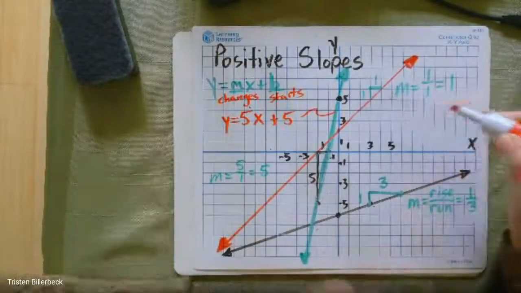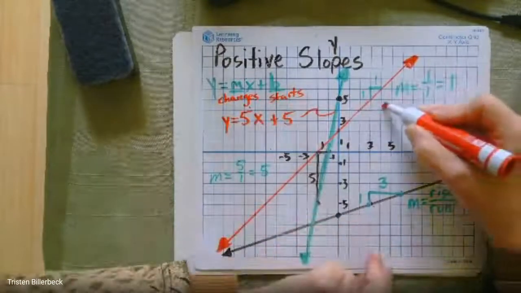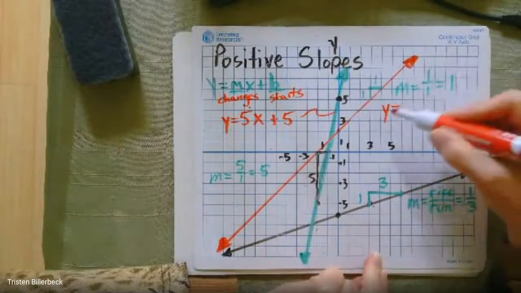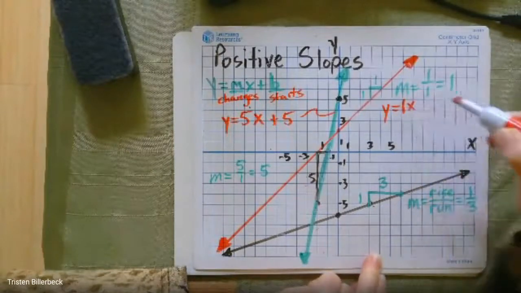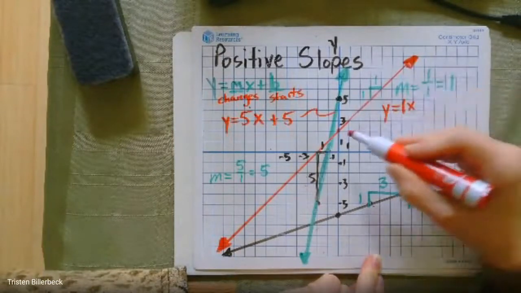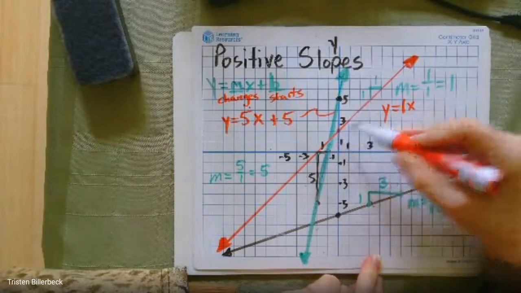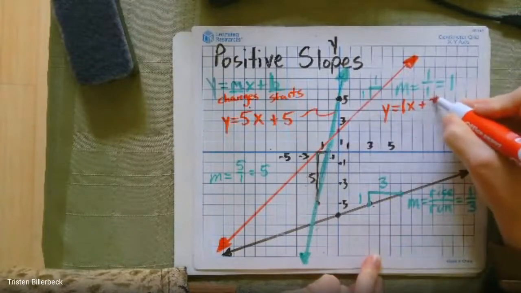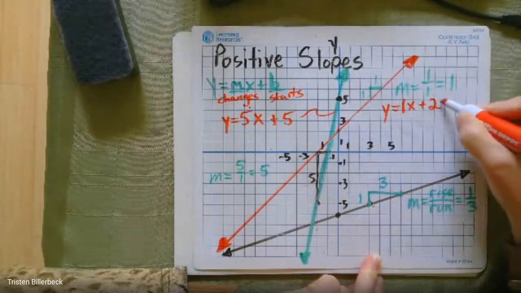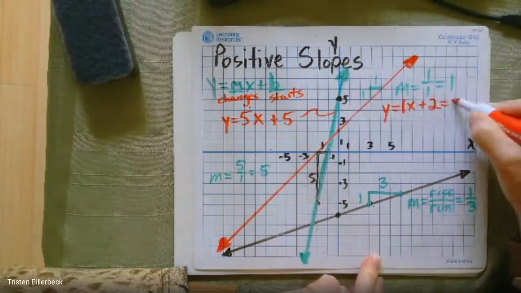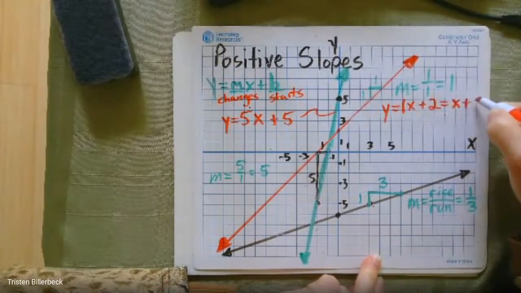For this one, we have y equals, and how does it change? It changes by 1. And where does it start? It starts here at 2. So we're going to do a plus 2, at positive 2 there. We don't usually write this 1 in front, so we're going to write x plus 2.